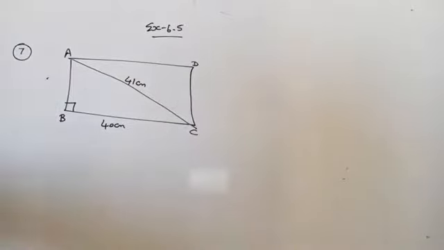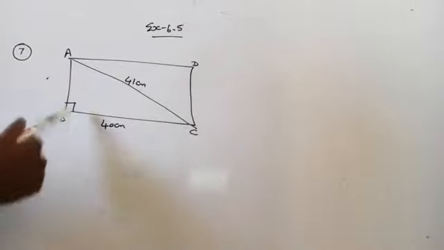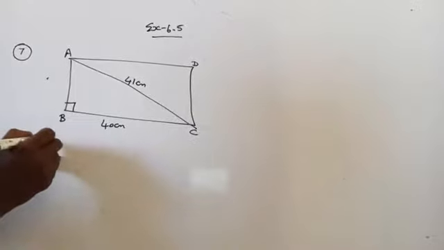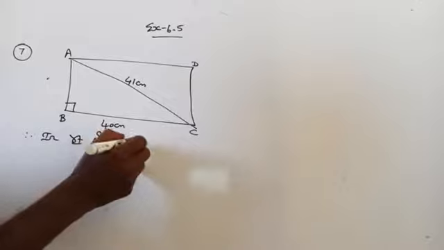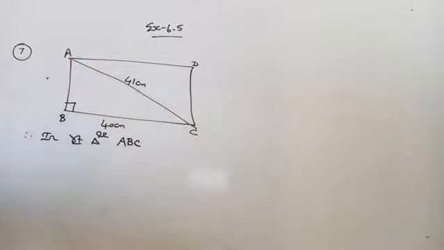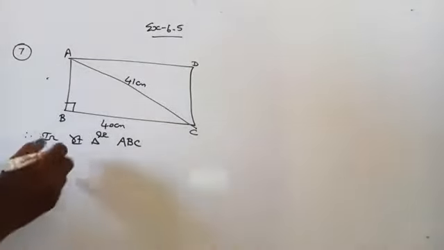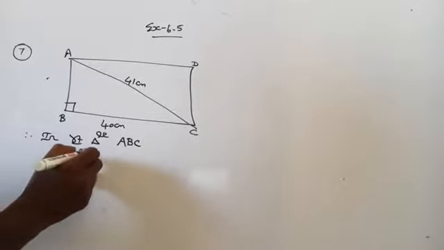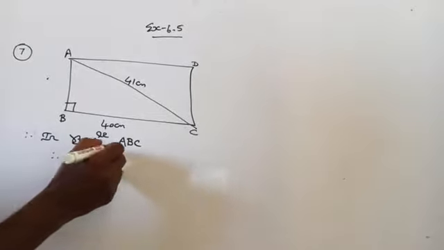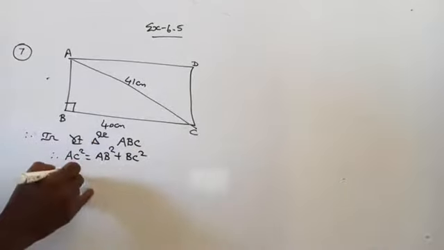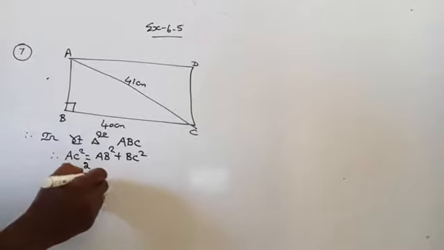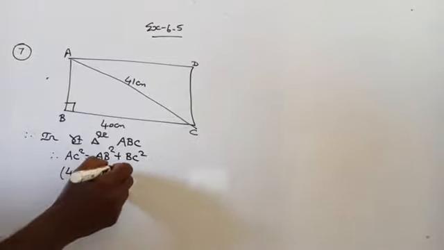Now triangle ABC is a right angle triangle because here one angle is 90 degree. Therefore in right triangle ABC, AC is the hypotenuse because that is the side which is opposite to the right angle. Am I right? So therefore AC square equals AB square plus BC square. Now AC is 41, so 41 square equals AB square, we don't know that, plus BC which is given for us, 40 square.